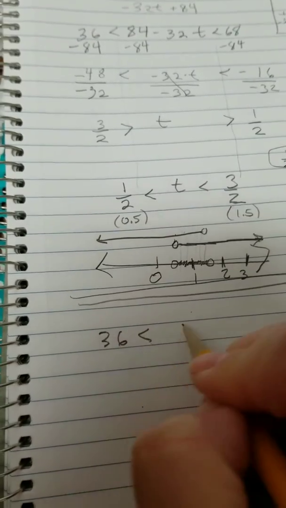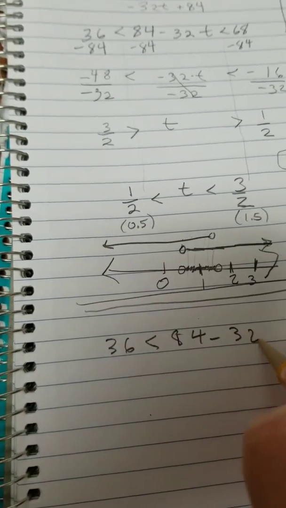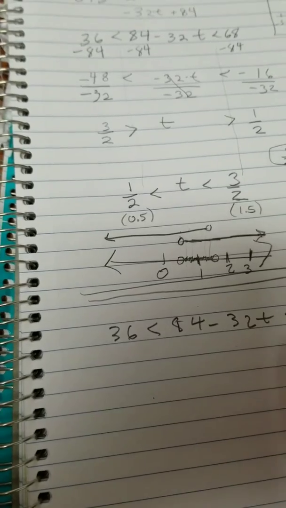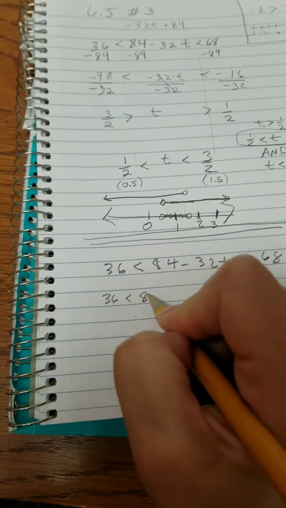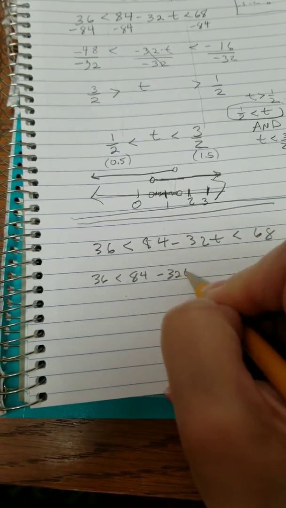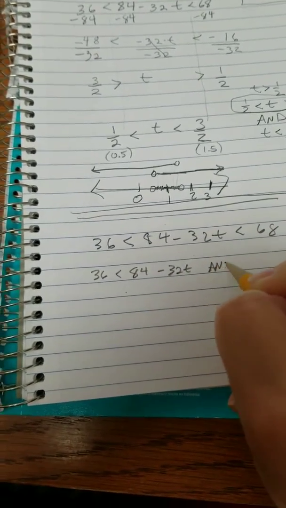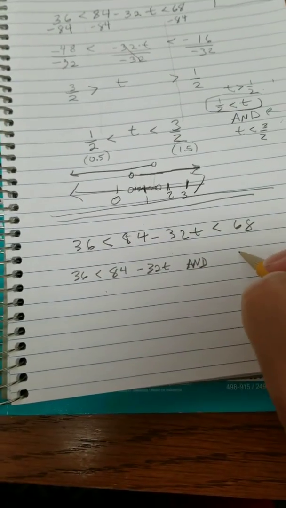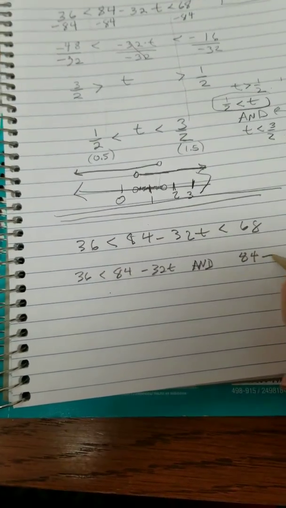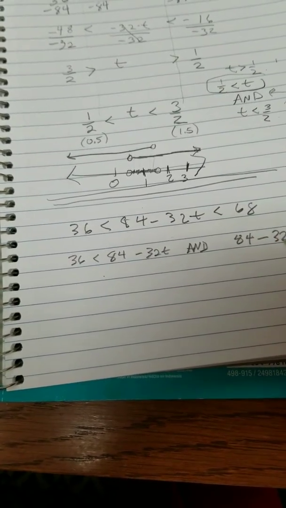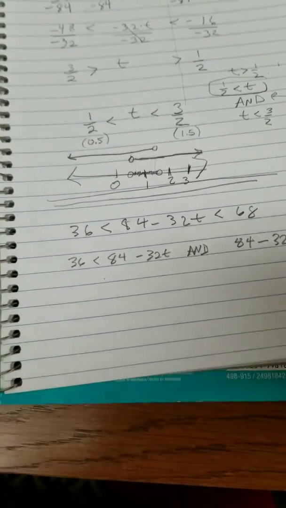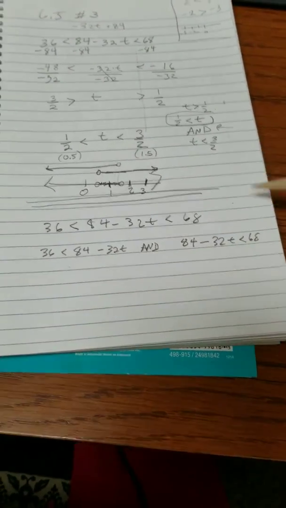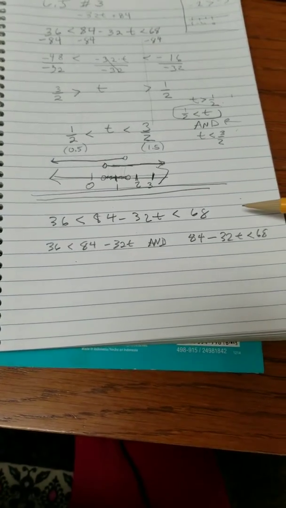All right, so I'm going to just rewrite it. 36 is less than 84 minus 32t is less than 68. So we could have written that as 36 is less than 84 minus 32t and 84 minus 32t is less than 68. So, I mean, these are two ways of writing the same statement. This is called a compound statement.